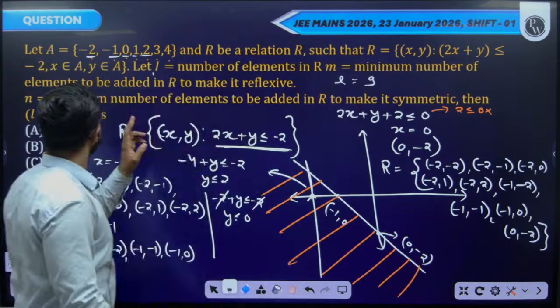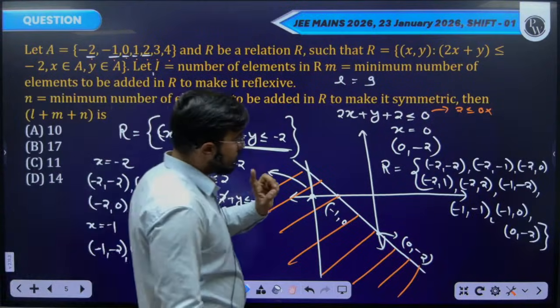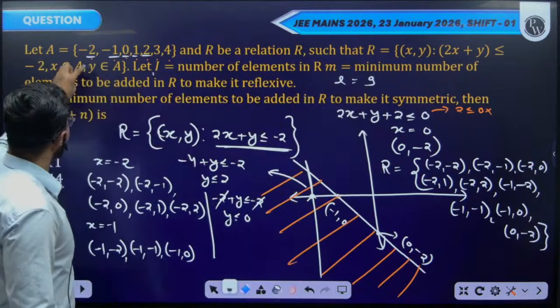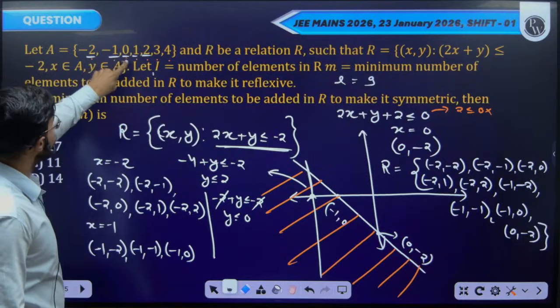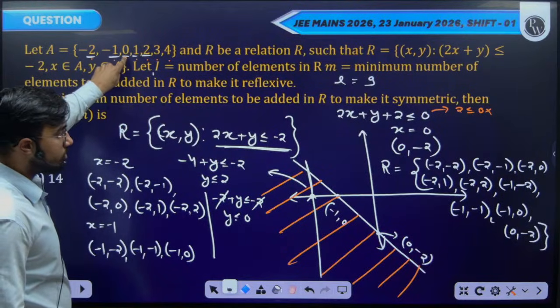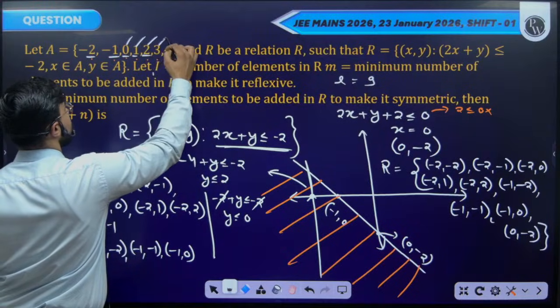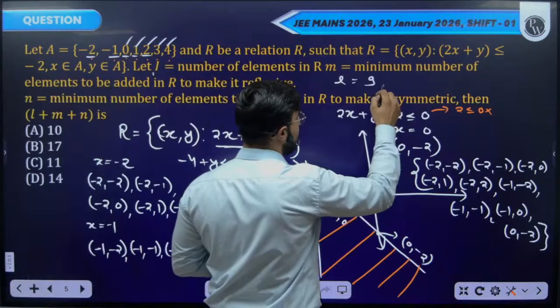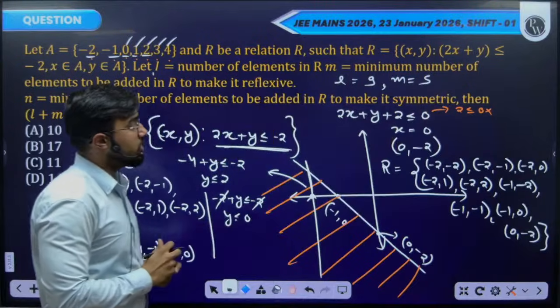Now m is the minimum number of elements added to R to make it reflexive. How many are required to make it reflexive? Minus 2 comma minus 2 is there, minus 1 comma minus 1 is there, 0 comma 0 is not there, 1 comma 1 is not there. So 0 comma 0, 1 comma 1, 2 comma 2, 3 comma 3, 4 comma 4. So we have to add 5 elements to this R to make it reflexive. So m is 5.